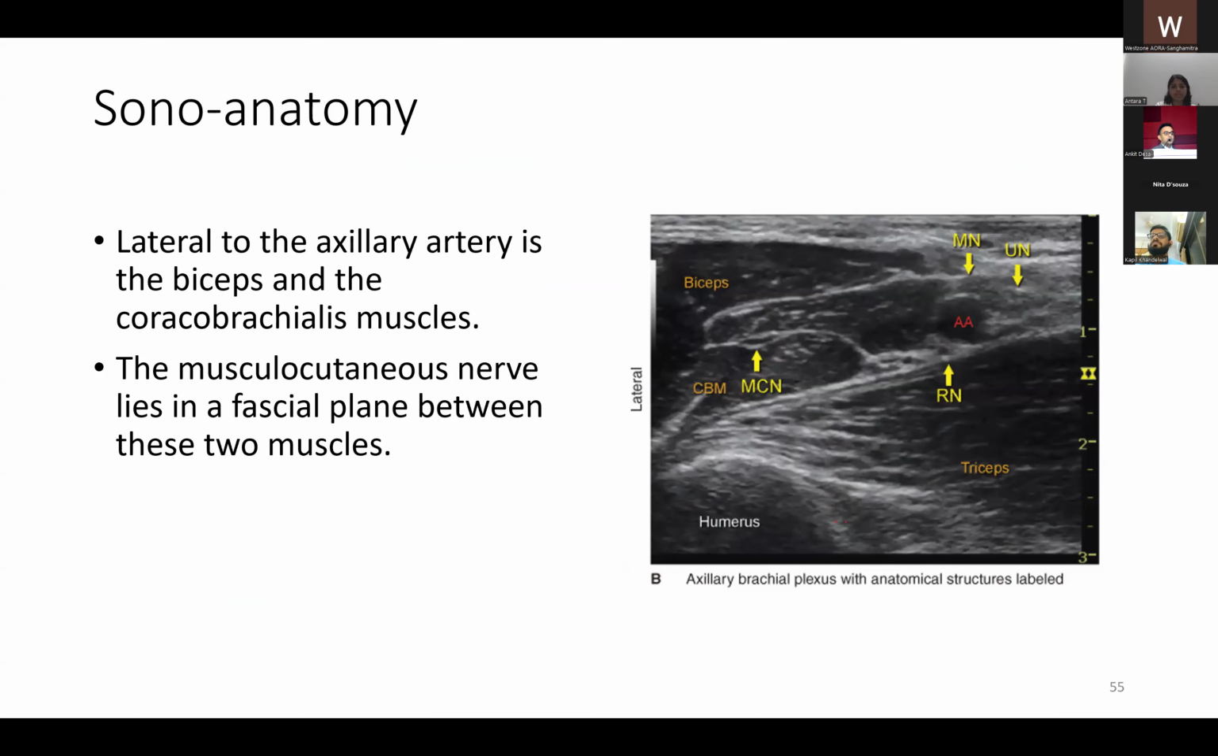So we see lateral to the axillary artery, the biceps and the coracobrachialis and the musculocutaneous nerve lying between the two muscles. In this scan, we see the median nerve at around 12 o'clock position, the ulnar nerve at 2 o'clock position, and the radial nerve around 6 o'clock position lying above the conjoint tendon.